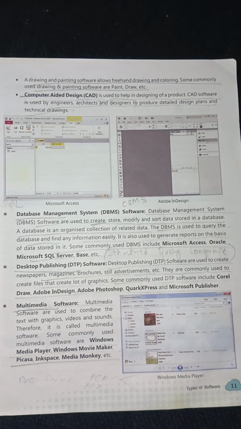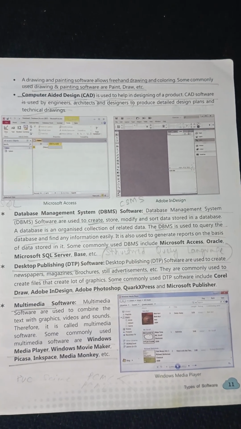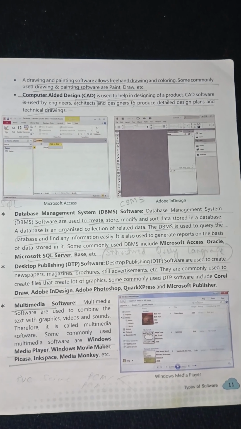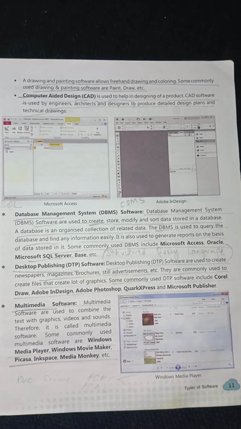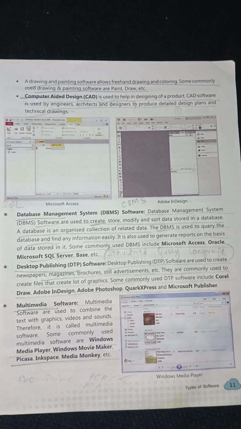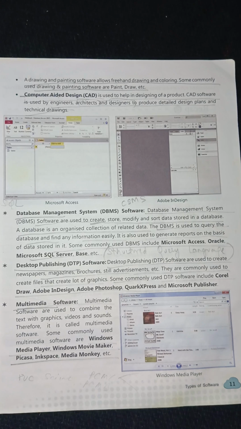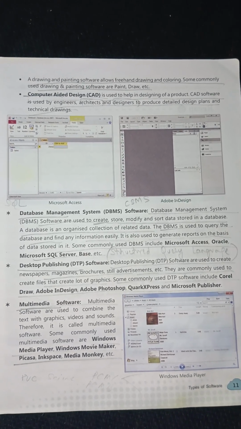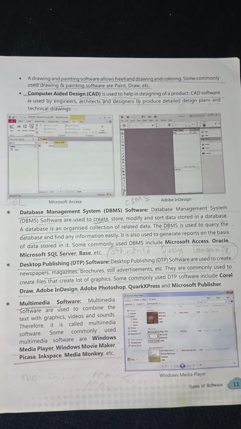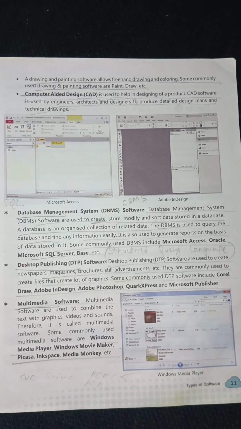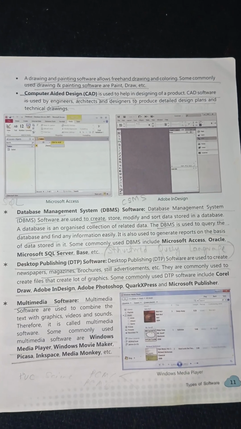A database is an organized collection of related data. The DBMS is used to query the database and find any information easily. It is also used to generate reports on the basis of data stored in it. Some commonly used DBMS include Microsoft Access, Oracle, Microsoft SQL, that is structured query language, Server, Base, etc.